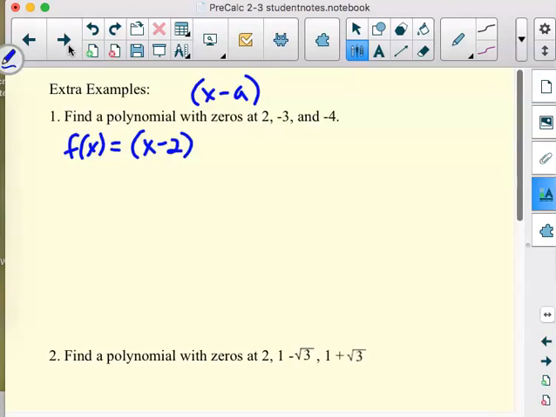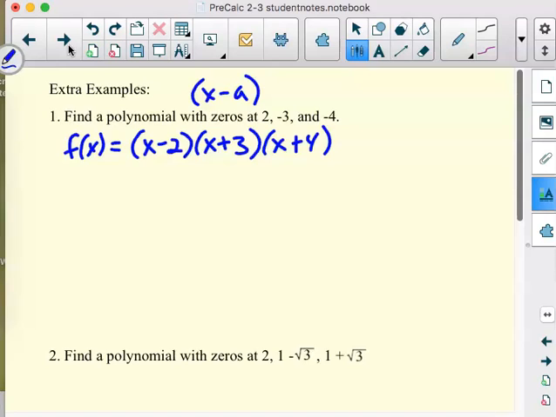2 minus 2 would give you 0. And then it had to be x plus 3 in order to give me the negative 3. And then it had to be x plus 4 to give me the negative 4. Now, notice there's a lot of space here. So we are not done.